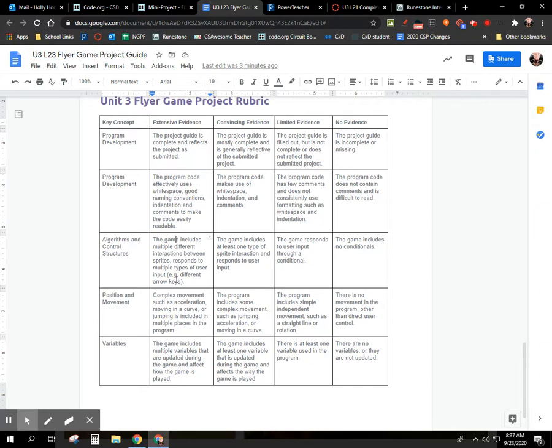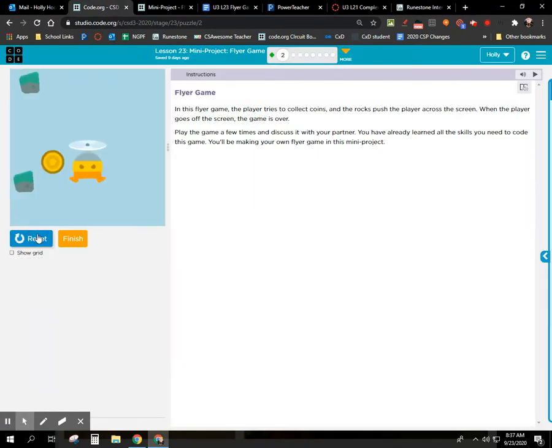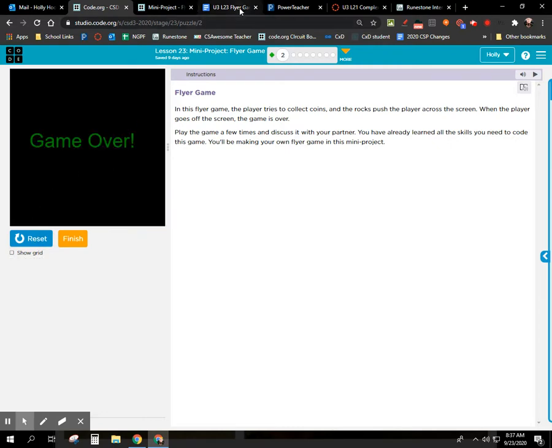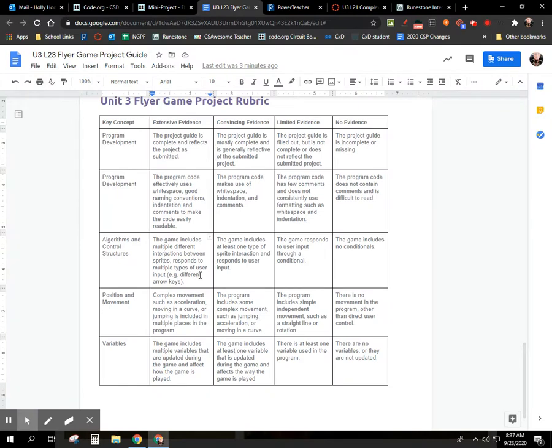In algorithms and control structures, the game includes multiple different interactions between sprites. So for instance, that's going to be my player trying to collect coins and the player interacting with the obstacles, and responds to multiple types of user input. So we've got multiple different keys that I'm able to use.